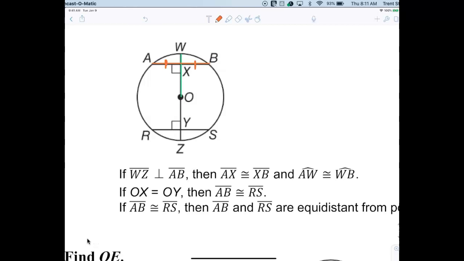What else is true? Like the measurement of the arc is cut in half? Not necessarily 90. Arc AW is equal to arc what? WB. I think that's pretty easy now too. It says bisect. Bisect means cut in half. Everybody good with that? Any questions?